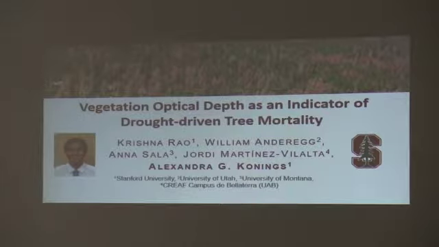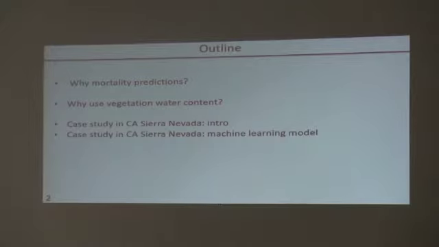And I also want to thank our other collaborators on this work, Bill Anderegg at Utah, Ana Sala in Montana, and Jordi Martinez-Vilalta in Barcelona in Spain. So like I said, we'll be talking today about drought-driven tree mortality in California and other places. And really what I want to talk about today is why vegetation water content measurements from remote sensing could be helpful in predicting that. So I'll talk a little bit first about kind of our motivations and considerations when we might be trying to model mortality.